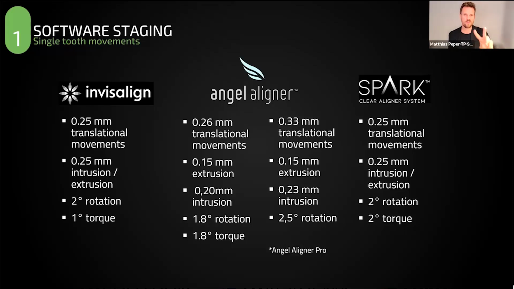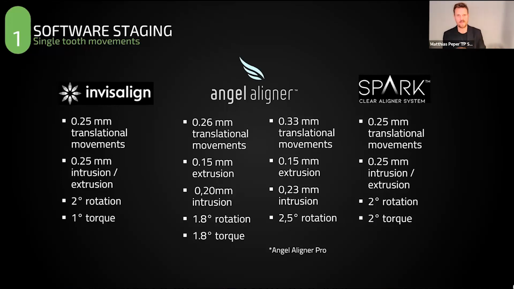For Pro, we have two materials. We start with a soft material, and after 3 days, we continue with a harder material. So we also have different movement patterns: 0.33 millimeter of translational movement, 0.15 of extrusion, 0.23 of intrusion, and 2.5 degrees of rotation. For Spark, it's kind of similar to Invisalign. We have a little bit more torque, so that means mesial distal root torque and also palatal root torque.